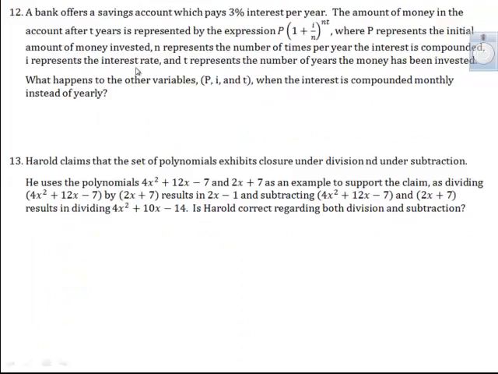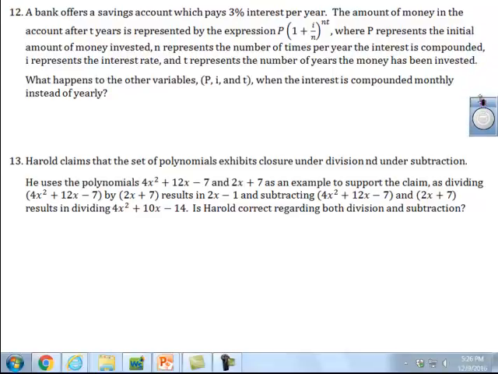All right. A bank offers a savings account which pays 3%, and so it gives us this formula here. Don't be intimidated by the word problems. Just look for the formulas, and then it tells you what everything is. The P represents the initial amount. The N represents the number of times per year. The I represents the interest rate, and the T represents the number of years. So it says what happens to the other variables when the interest is compounded monthly instead of yearly.